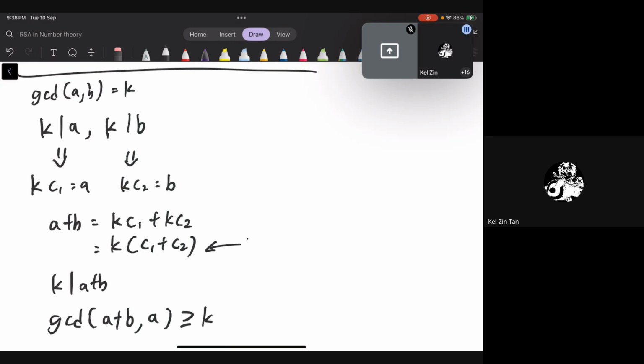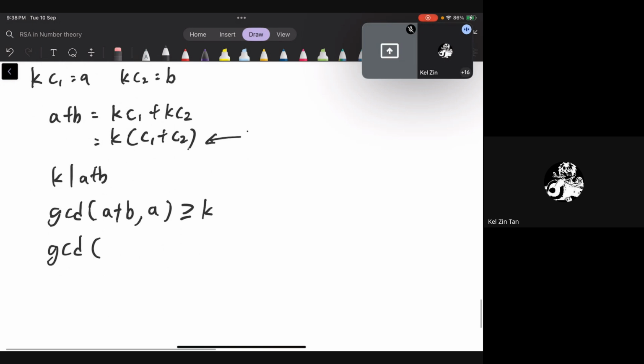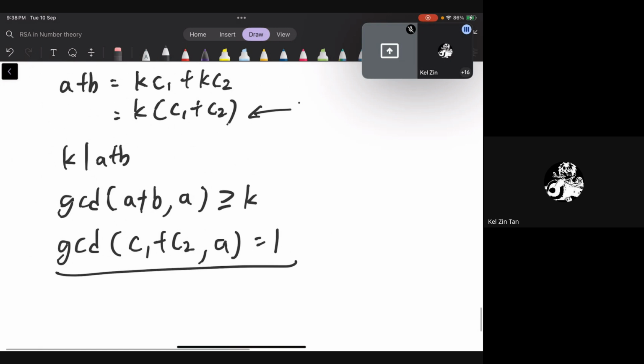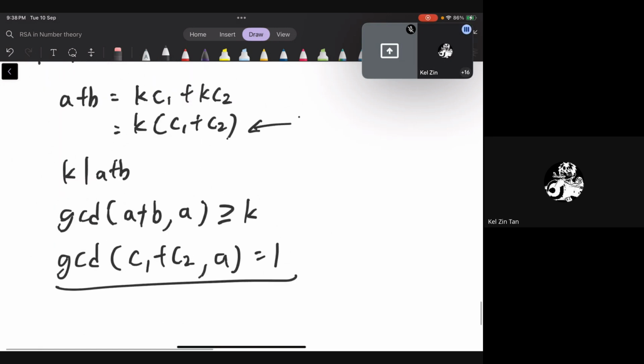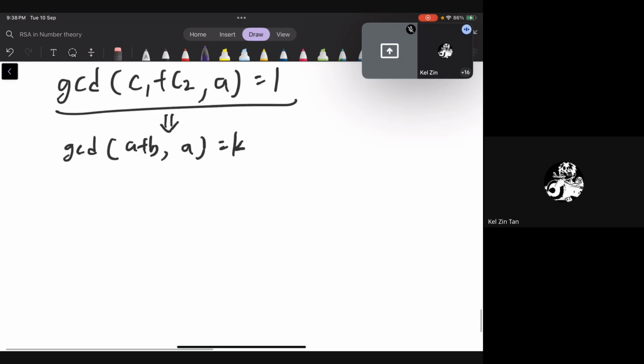So the question we are trying to prove is that GCD of C1 plus C2 and A is equal to 1. Because only when this happens do we have GCD of A plus B and A equal to K. So this is quite important. The way that we can prove this is we assume that it is not 1. So now our question is we want to prove GCD of C1 plus C2 and A is equal to 1.